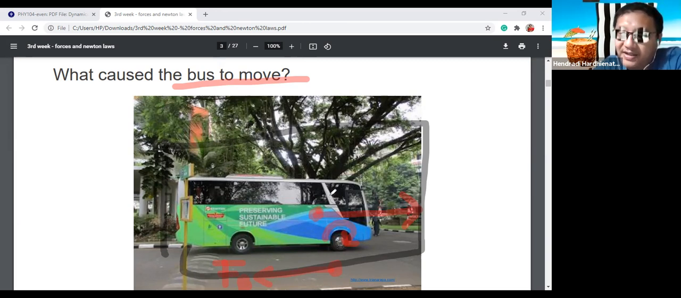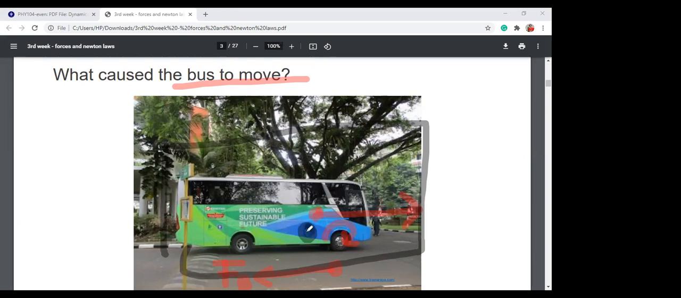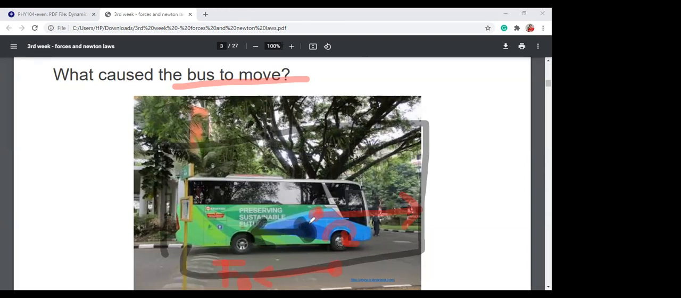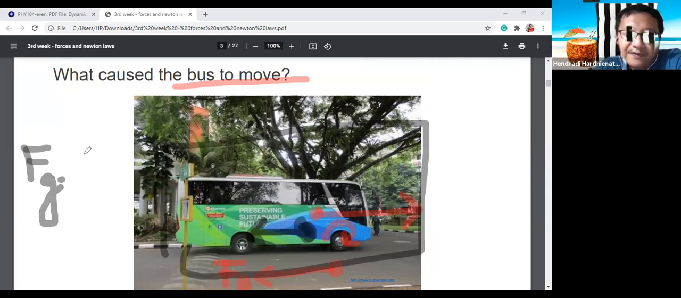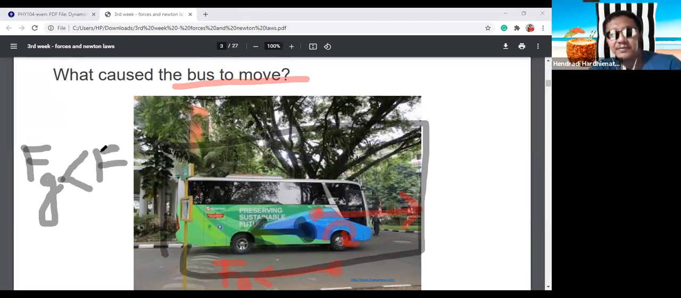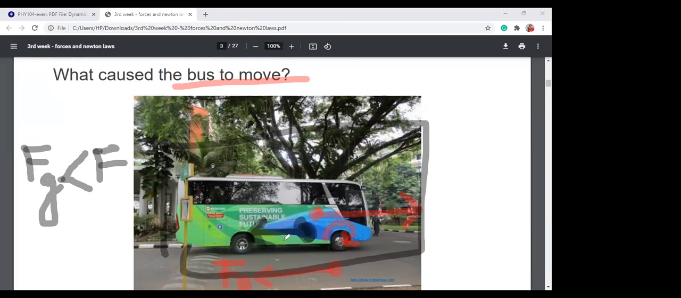In what direction is the friction force acting? The friction force is acting on the bus. To the right or to the left? To the left. Right, to the left. So, why can the bus still move even though there is a friction force? Because the friction force, maybe it's smaller than the pushing force. That's exactly correct. The friction force is smaller than the pushing force from the road, right? So the red one is larger than the black one, right? Okay, thank you. So this is the correct answer.